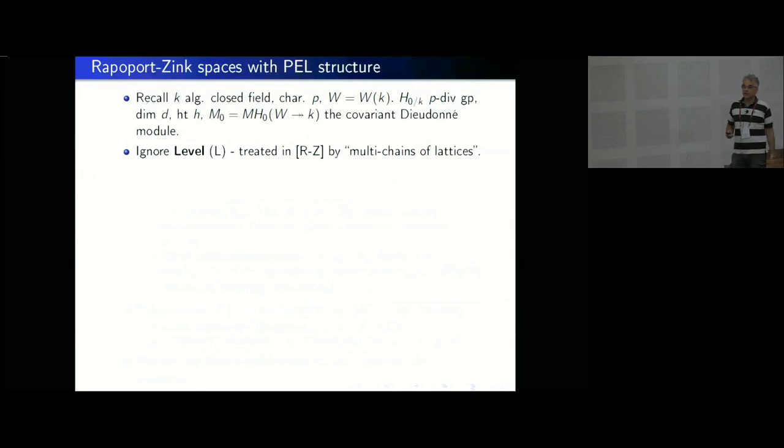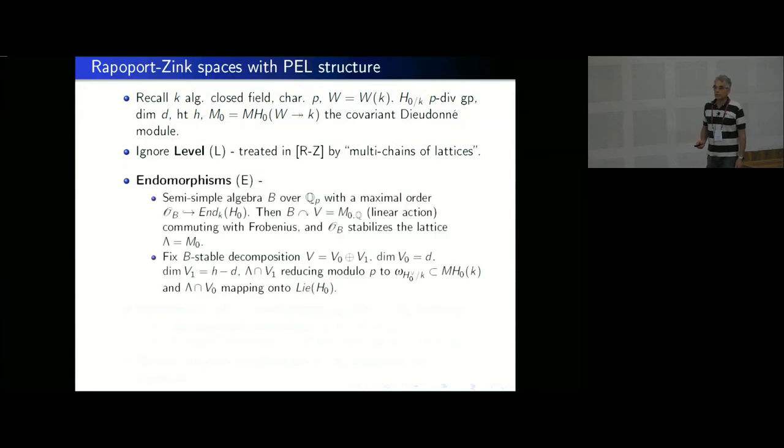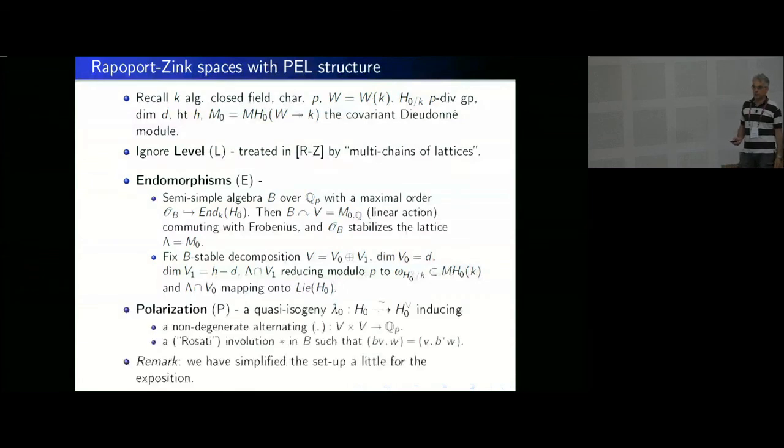So let me very quickly, in the remaining 5 minutes, go over what happens when you add PEL structure. So you know that in the study of Shimura varieties, it's not enough to consider the Siegel case. Well, the Siegel case actually has polarization in it already, but often you want endomorphisms. E is for endomorphisms, L is for level. And we will actually ignore P and L, the polarization and the level, and let's focus only on the endomorphisms.